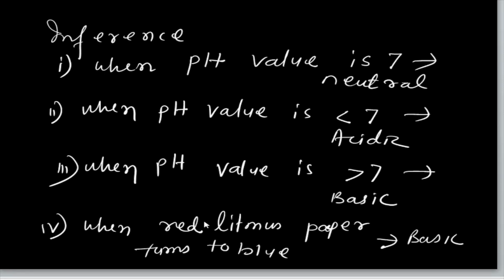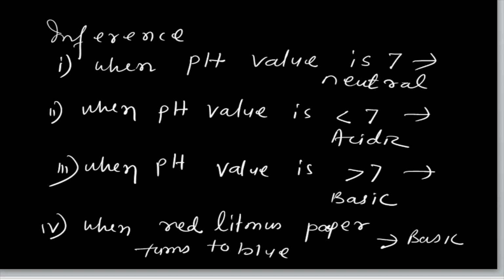Then inference: if pH value is 7, then it is neutral. When pH value is less than 7, acidic. pH value greater than 7, basic. A red litmus paper changes to blue, that is basic.